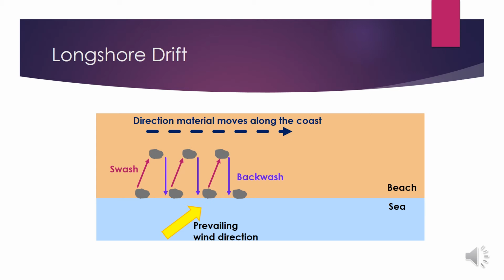As a result of gravity, the backwash then flows back to the sea at right angle to the shore. And this process repeats itself along the coast in a zigzag movement. So the material gets moved along the coast in a zigzag movement.